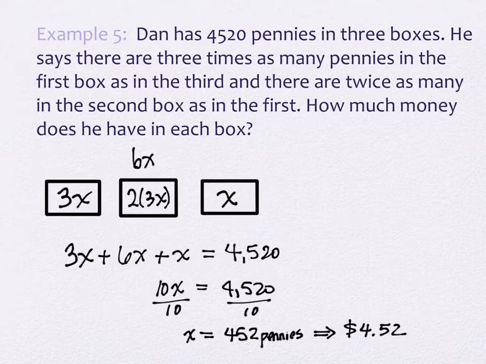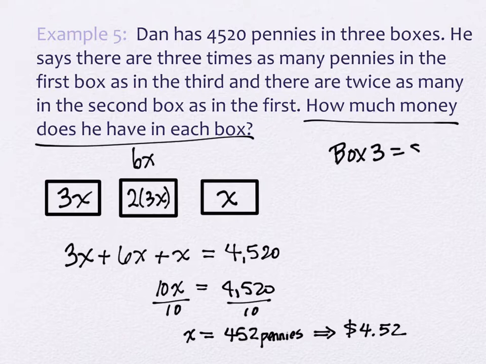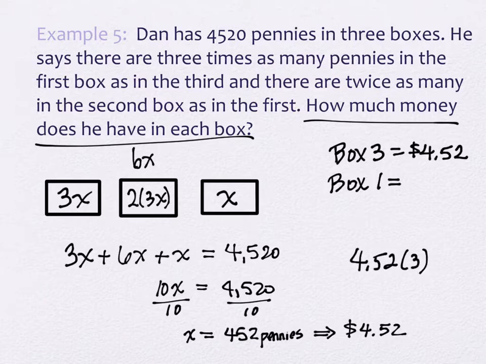And that's box 3, but the question actually asked how much money does he have in each box. So we just found out that box 3 has 452. What would you do to get box 1 and 2? Just plug in x. Yeah, so you can take 452, I'll do it down here, and multiply by 3, and 452 and multiply by 6.